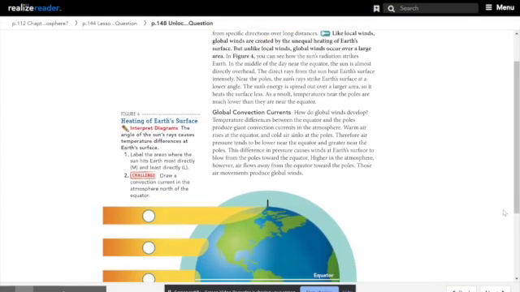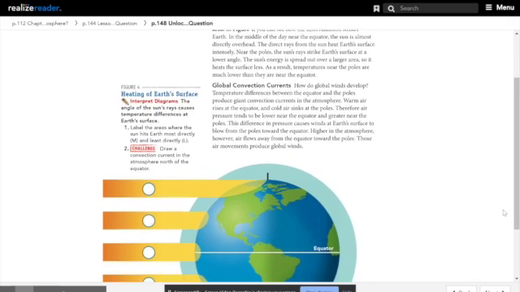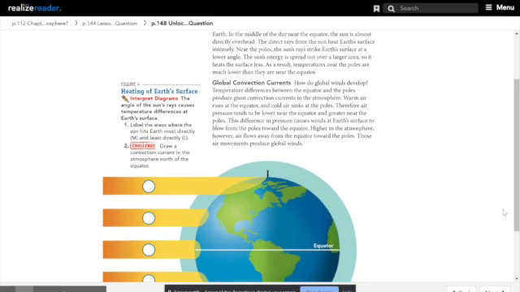So how do these global winds develop? Temperature differences between the equator and the poles produce giant convection currents in the atmosphere. Warm air rises at the equator and cold air sinks at the poles. Therefore, air pressures tend to be lower near the equator and greater near the poles. This difference in pressure causes winds at Earth's surface to blow from the poles towards the equator. Higher in the atmosphere, however, air flows away from the equator towards the poles. Those air movements produce global winds.